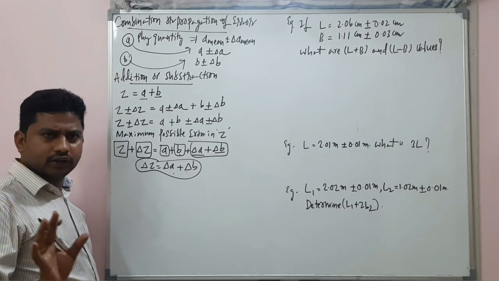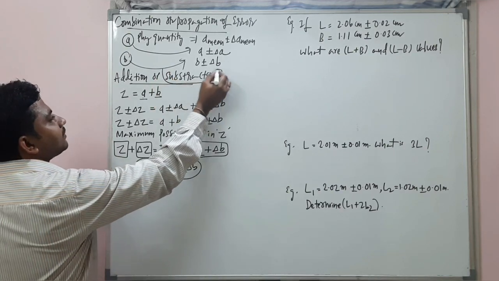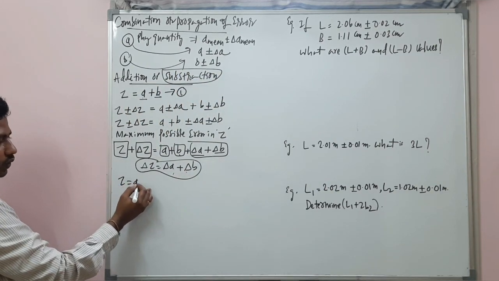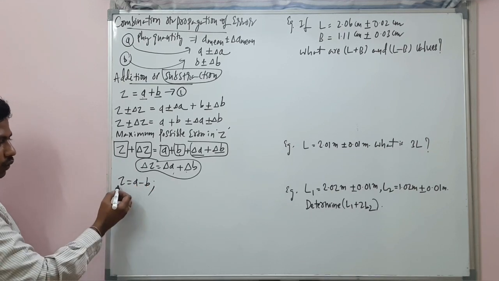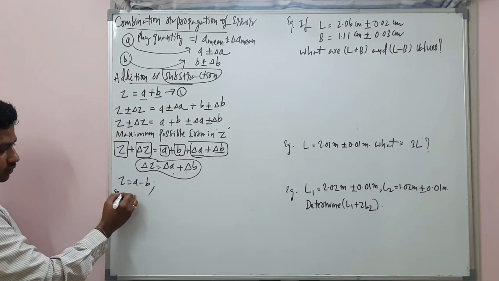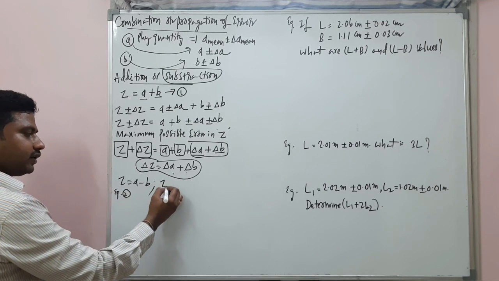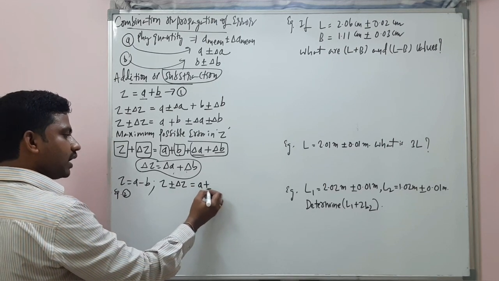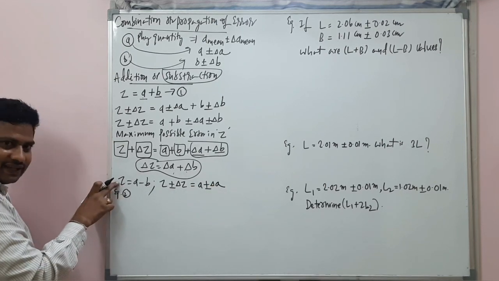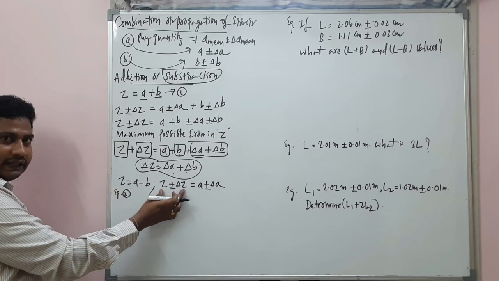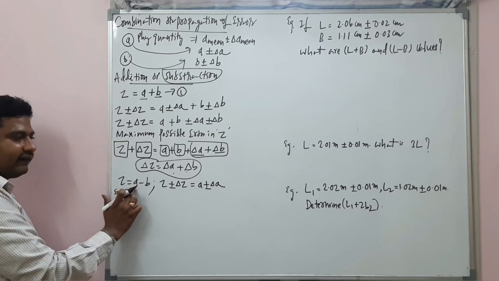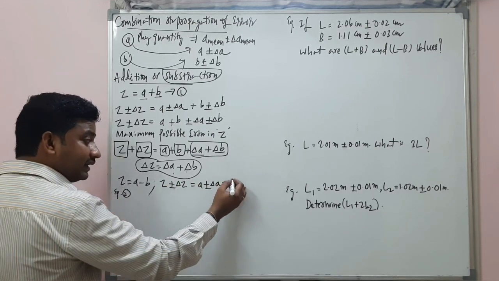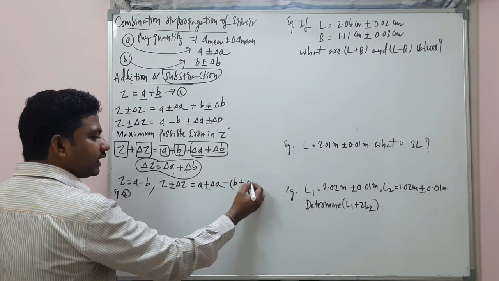Delta, absolute error. Now, let's talk about subtraction. So this is equation 1. Subtraction: Z is equal to A minus B. This is equation 2. Here I can write Z plus or minus delta Z is equal to A plus or minus delta A minus, carefully see, minus B plus or minus delta B.